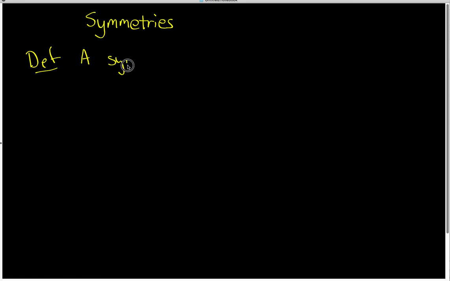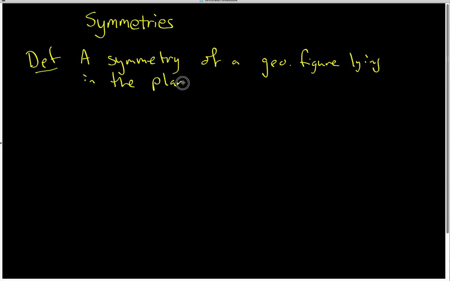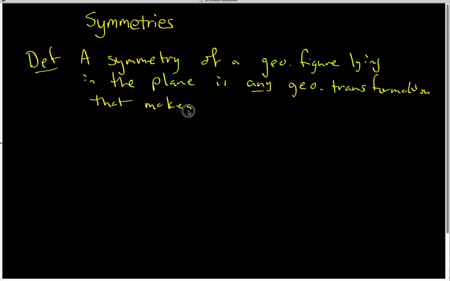A symmetry of a geometric figure that's lying in the plane is any geometric transformation that makes the figure land on itself.